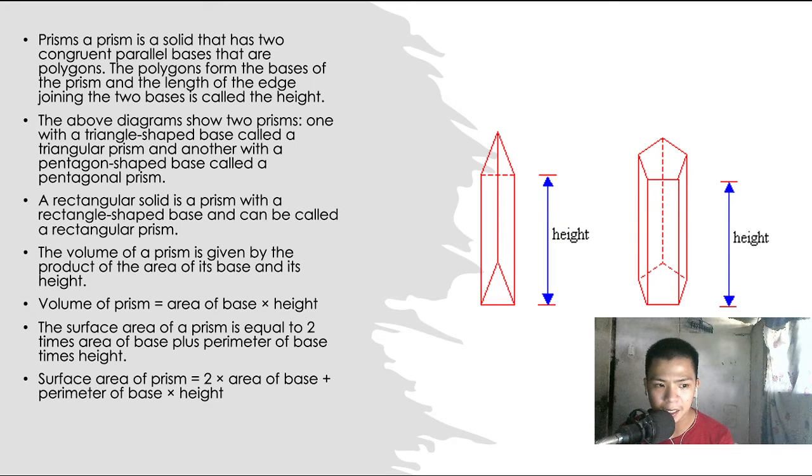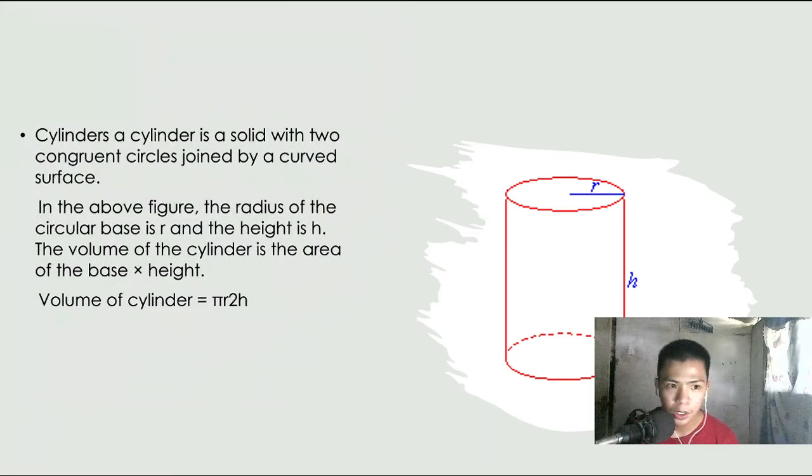Try to memorize the volume of prism, which is area of base times height, and try to memorize the surface area of prism, which means 2 times area of base plus the perimeter of base times height. So, next slide. So, next slide is a cylinder.